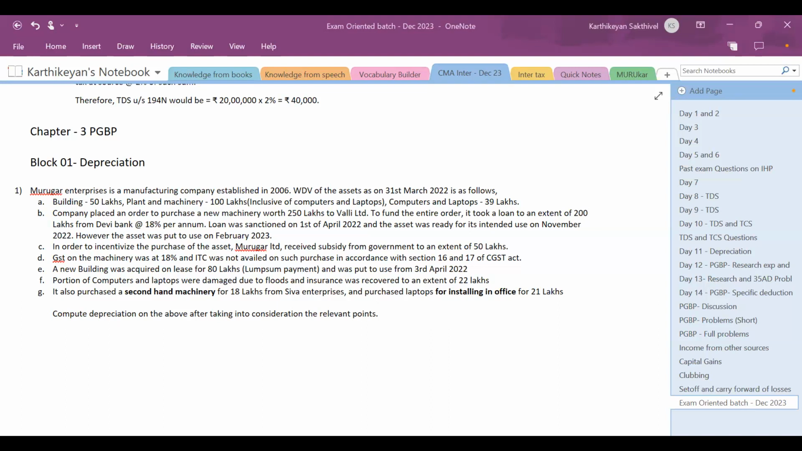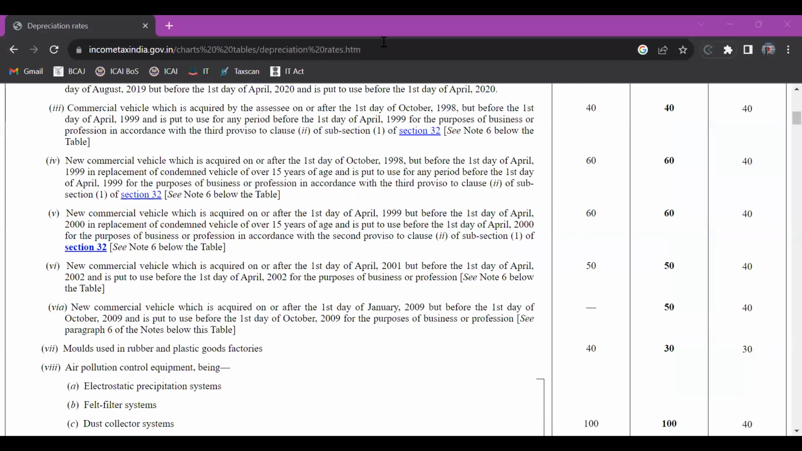Okay, just give me a minute. I'll just show you the depreciation rates. So as far as the rates of depreciation are concerned, my different screen is visible, correct? Is my Chrome screen visible? I guess yes. No, sir, just a minute. Now it is visible, right?